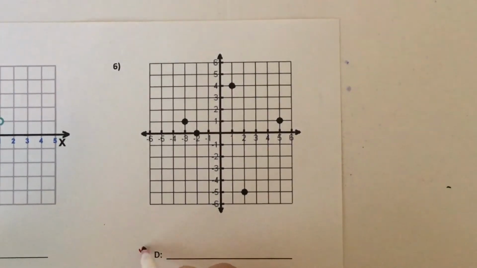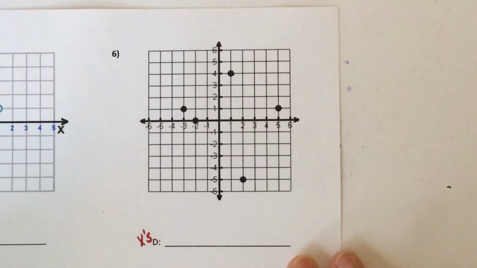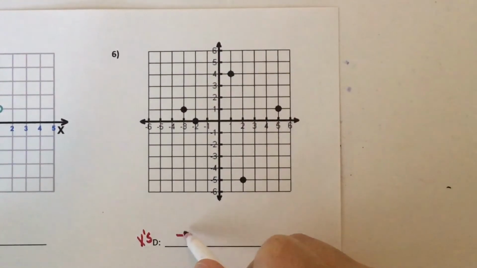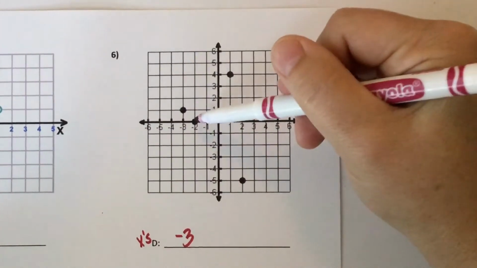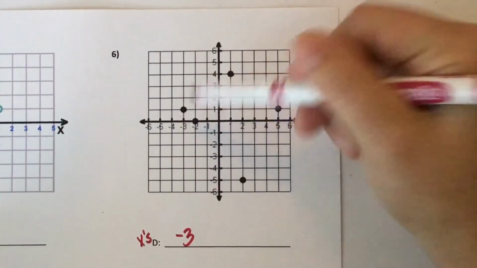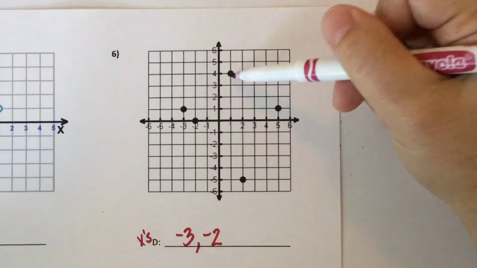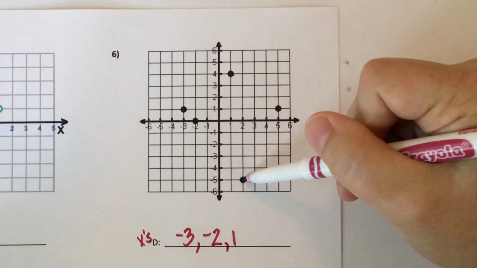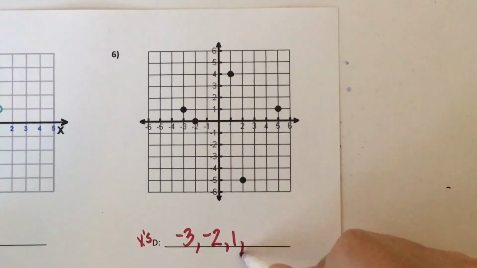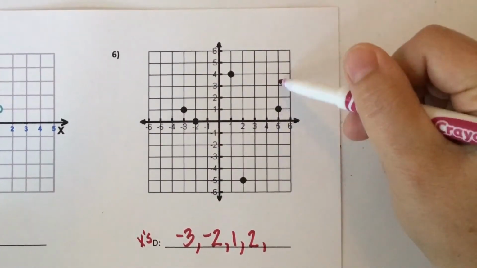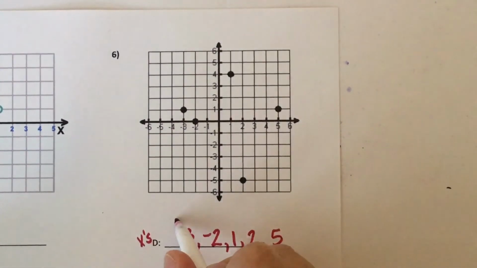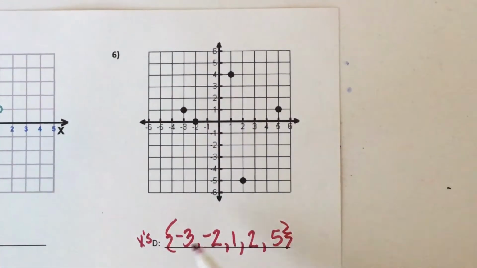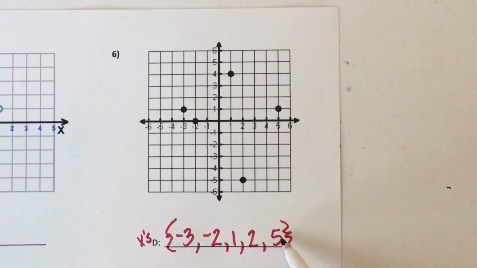Okay, so this time I'm listing out a set of numbers. So my x value right here is -3, and I'm going from left to right. My x right here is -2. My x right here is +1. My x right here is +2. And my x right here is +5. And I'm going to put set symbols around these numbers. I don't draw them very well, but there it is. And notice it goes smallest number to highest number.